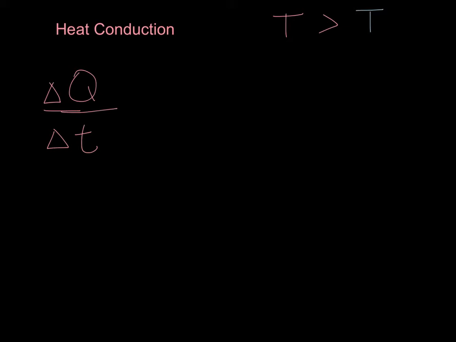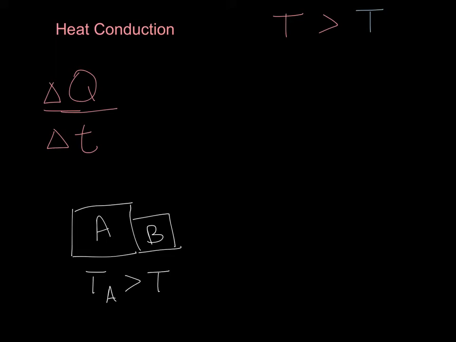Now, if we think about those two blocks that we had before, and I'm just going to make two random blocks, A and B. If the temperature of A is greater than the temperature of B, there will be a spontaneous heat transfer to block B. If the temperatures are equal, like we just saw in the previous section, then there will be no change in heat, or it will be even between.